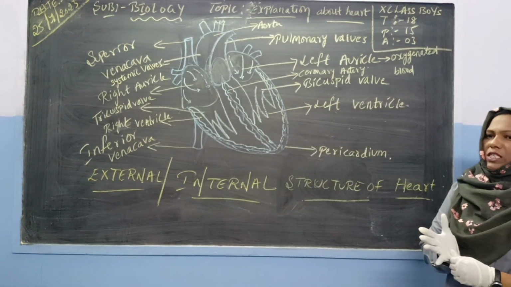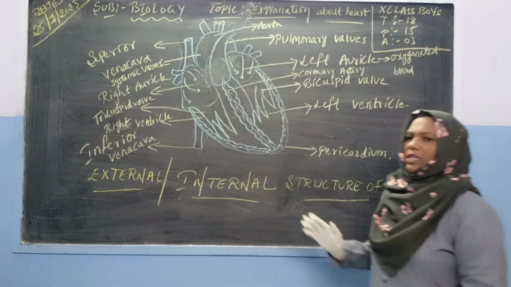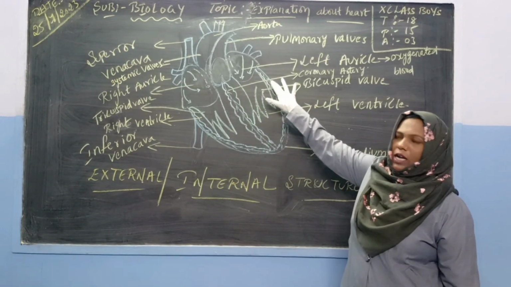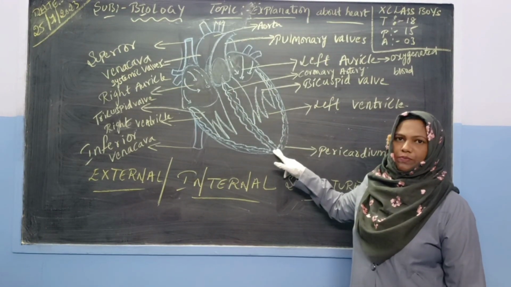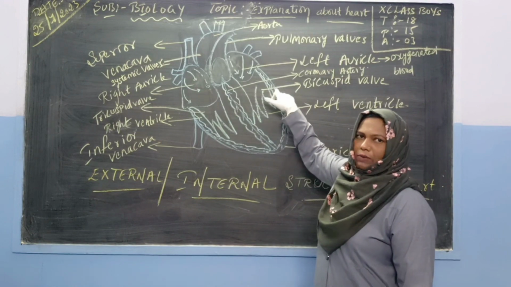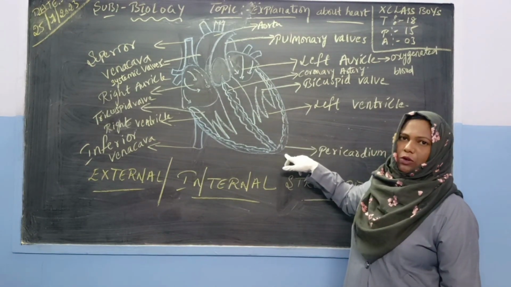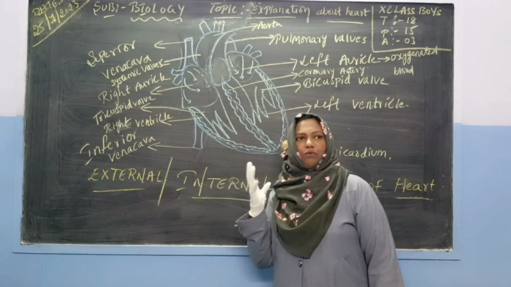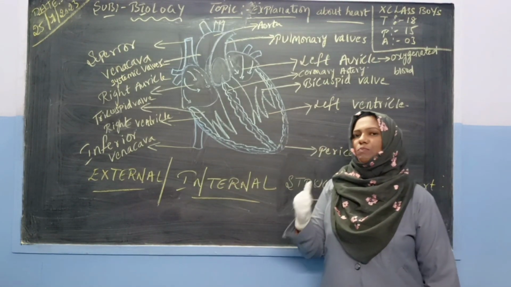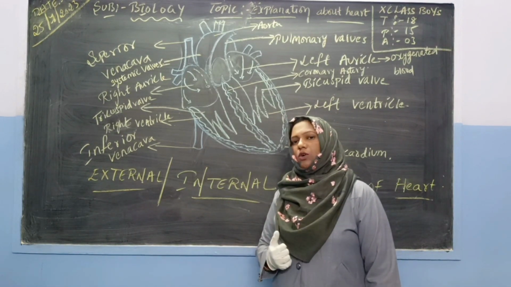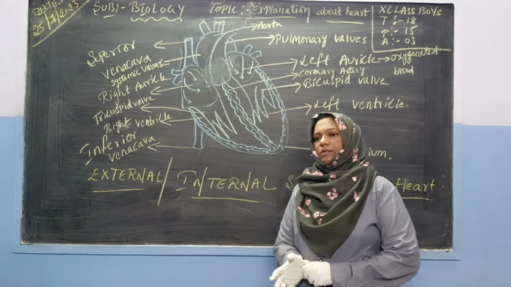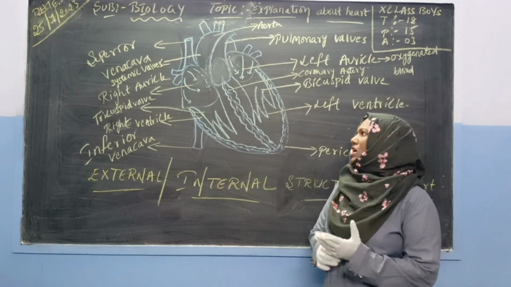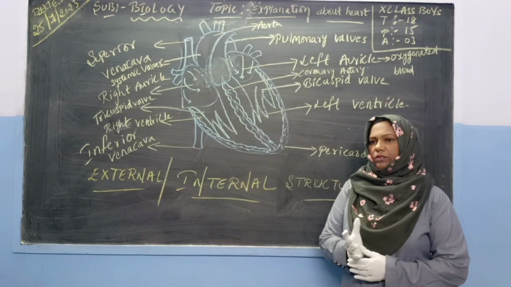The shape of the heart is triangular. The upper part of the heart is broader and the lower part is narrow. The size of the heart is about our fist. It is located on the left side. By seeing the upper part, you can see 4 layers.